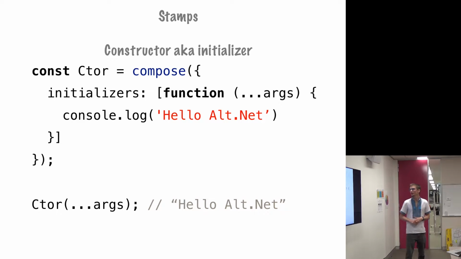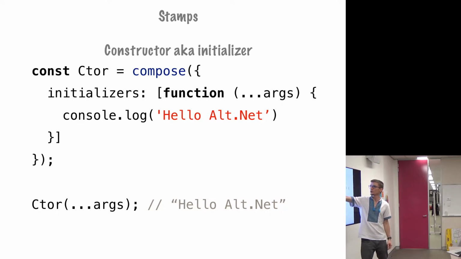So here is an example of how I create a constructor behavior, or constructor stamp. I'm calling the compose function, and I give it a new object which has one property called initializers, which is an array which has one function. So down below, if I call the stamp called ctor, the compose function creates stamps. In .NET, this would create a class, or declare a class if it's a compiled language. So assuming this is a kind of a class, but actually it's a stamp, a factory function.